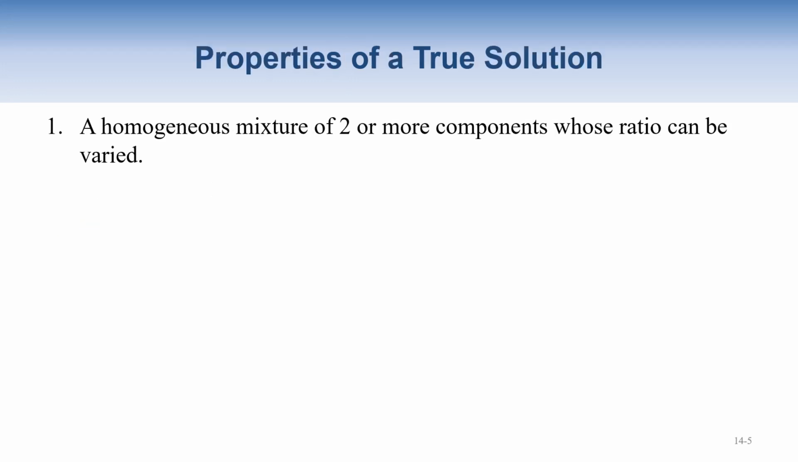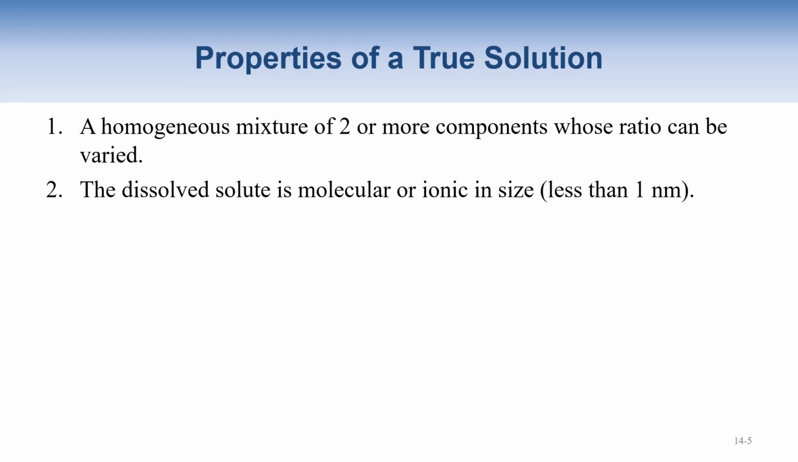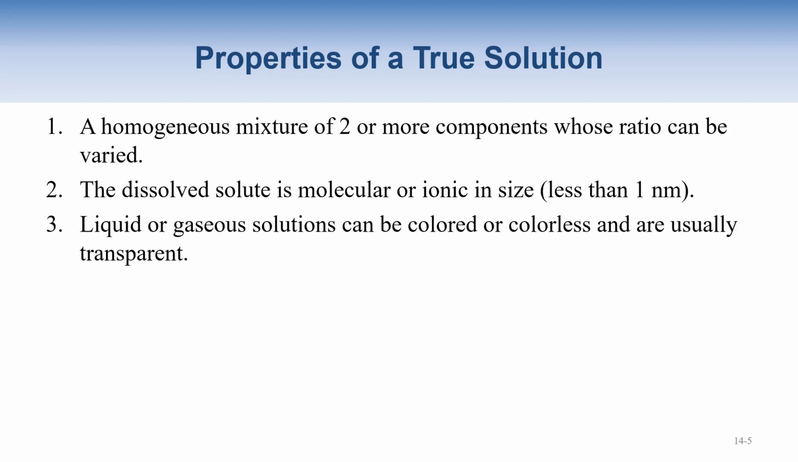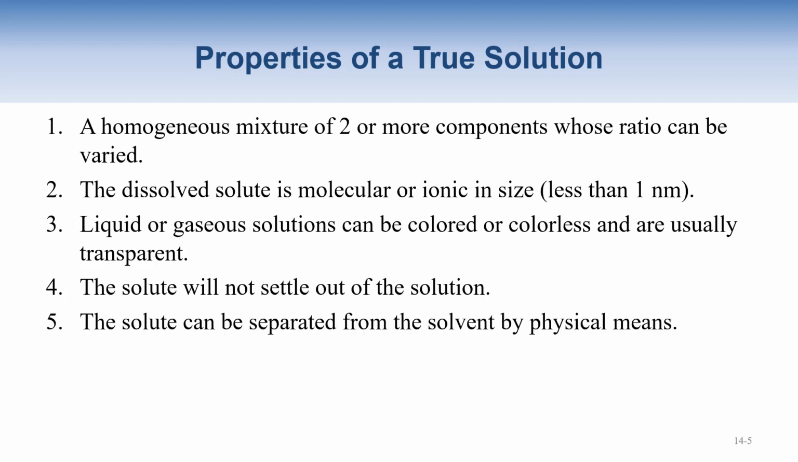A homogeneous mixture, however you'd like to pronounce it, is a mixture of two or more components whose ratio can be varied. The dissolved solute is molecular or ionic in size. Liquid or gaseous solutions can be colored or colorless and are usually transparent. The solute will not settle out of the solution. The solute can be separated from the solvent by physical means.